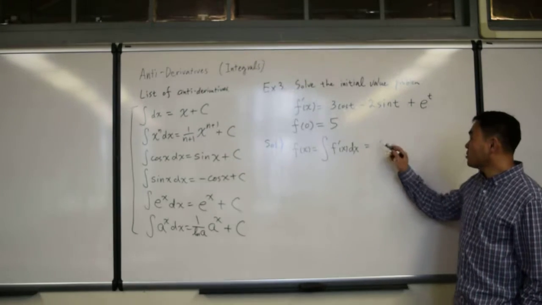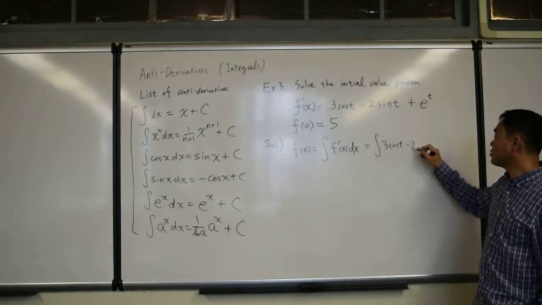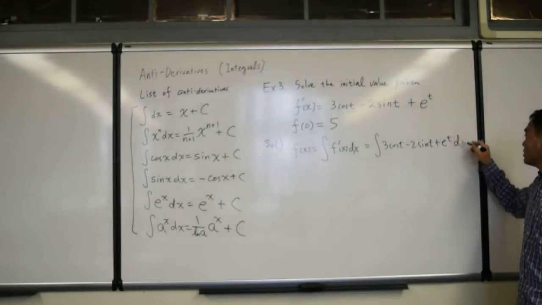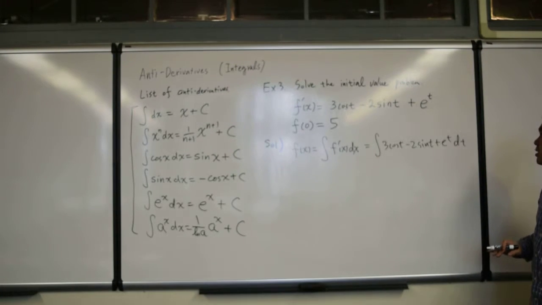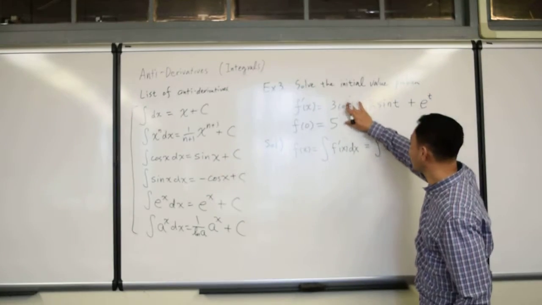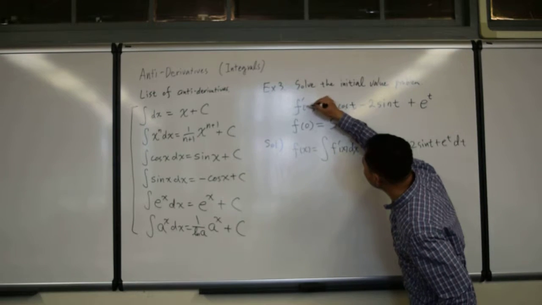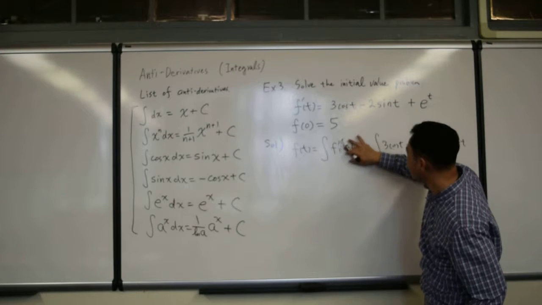All right, so we have to integrate 3 cosine t minus 2 sine t plus e to the t dt. I messed up. This should be all x's, right? Let's just change this as t. Right? Sorry about that.